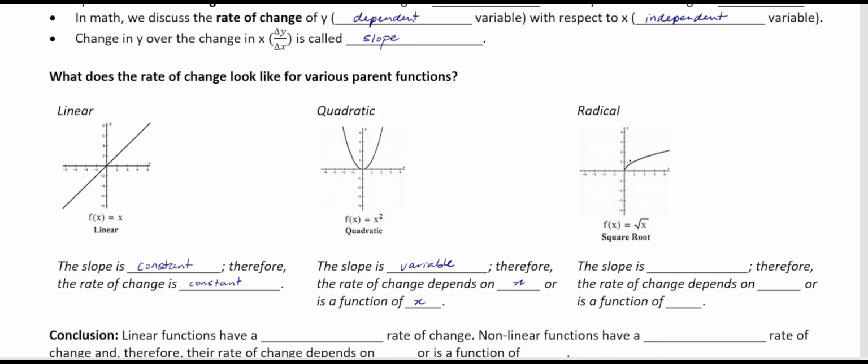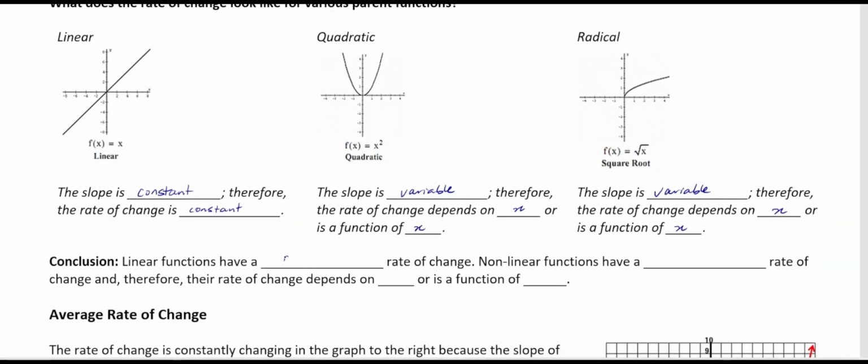We can see the same thing with the radical function. The radical function has changing slope as we proceed from left to right, from x equal to 0 to x equal to infinity. Again, the slope is variable. Therefore, the rate of change depends on x or is a function of x. So what is our conclusion? Our conclusion is that linear functions have a constant rate of change, whereas nonlinear functions have a variable rate of change, and therefore their rate of change depends on x or is a function of x.